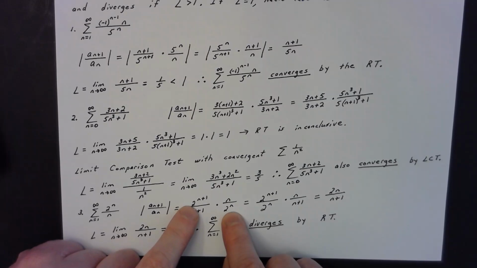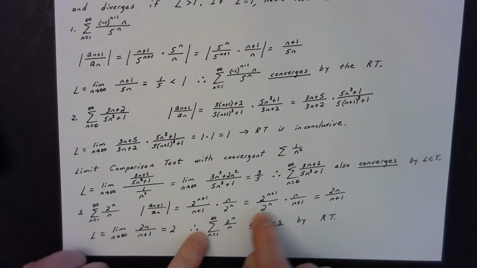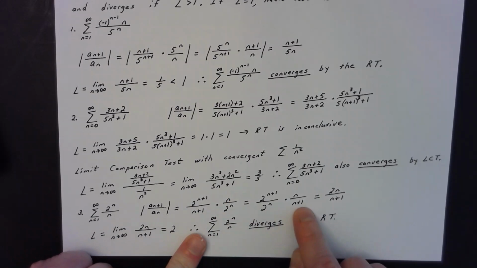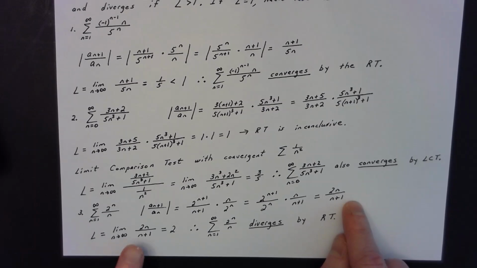Now I gather like terms. You'll notice I have the 2 to the n plus 1 divided by the 2 to the n times n over n plus 1. So now I can say, well, this first group, 2 to the n plus 1 divided by 2 to the n, that's just going to reduce down to 2. So I'll multiply that 2 by the n in the numerator, and I get 2n over n plus 1.